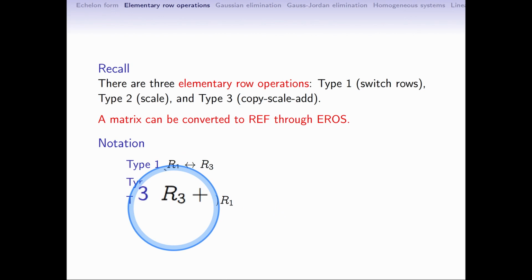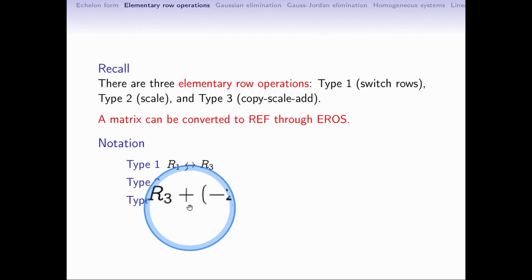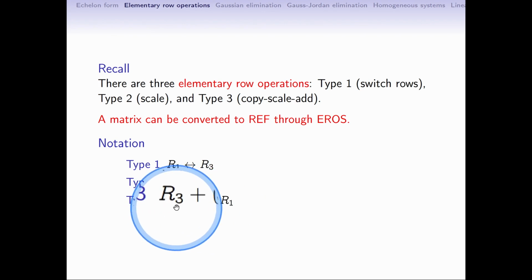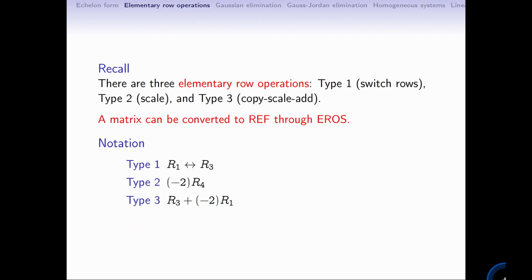Every book is going to be slightly different in regard to how it notates a type 3 operation, but in this text, the row that's listed first is going to be the row that's changing. That's the row that's being affected. Okay, so this is the notation we will use to keep track of our elementary row operations as we convert a matrix into its row echelon form.